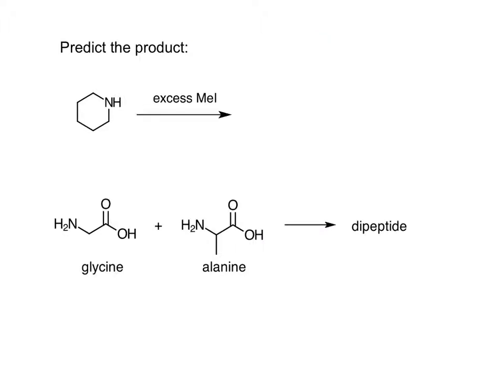Let's apply your knowledge of organic chemistry reactions to predict the product of each reaction. So stop the video and draw the structure of each product. Note that MeI is methyl iodide. So the first reaction is a substitution reaction.